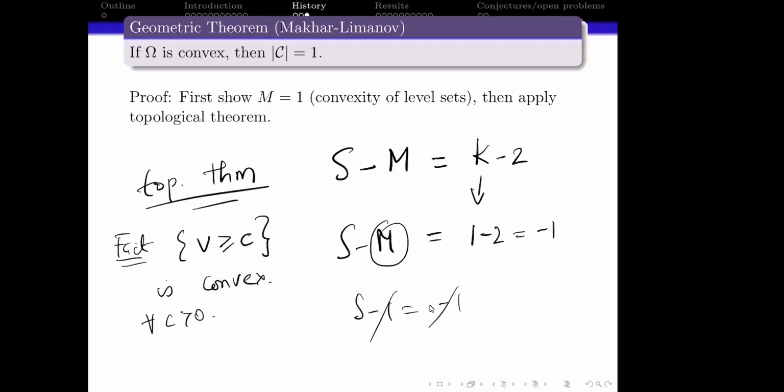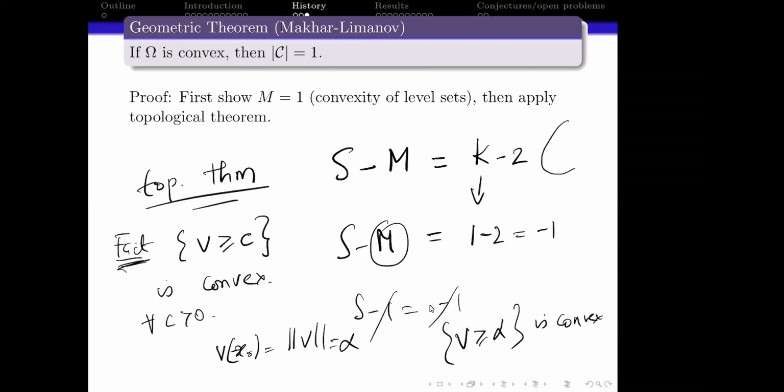Okay, and then the point is, look at the place where the maximum is attained. So let's say V of x naught is where the maximum is attained. Let's call this maximum alpha. Okay, then you look at the set V bigger than or equal to alpha. So by this fact, V bigger than or equal to alpha should be convex, right? So alpha is the place where the maximum is attained. Let's draw a convex domain. If there is one point, alpha is the value at this maximum point. You look at V bigger than or equal to alpha, it is convex.